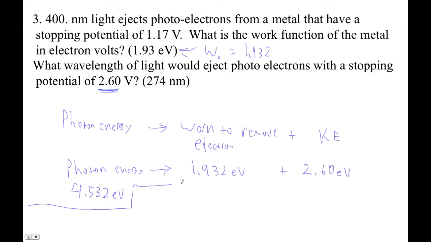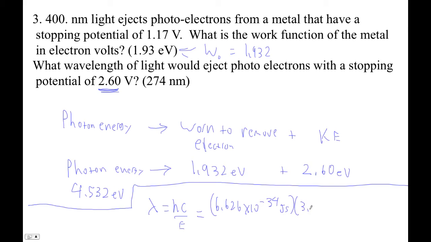So now let's find the wavelength. And the wavelength is hc over E. This is actually in the data packet just like that. So that is 6.626, and that's joule seconds. Speed of light is 3.00 times 10 to the 8th.